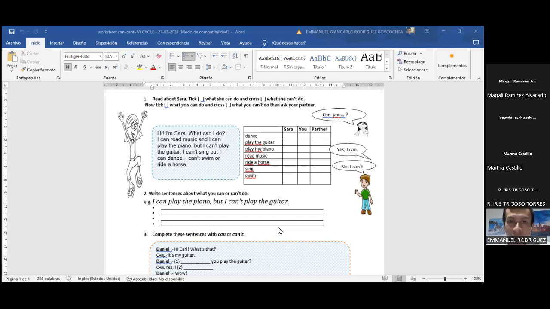No olviden practicar. Y también la diapositiva que le voy a enviar, que también le va a enviar la mentora, practicar los temas y también practicar un poquito la pronunciación y también resolver la ficha de trabajo y enviarlo a tiempo, por favor, con sus datos correspondientes. Perfecto, eso es todo por un momento.